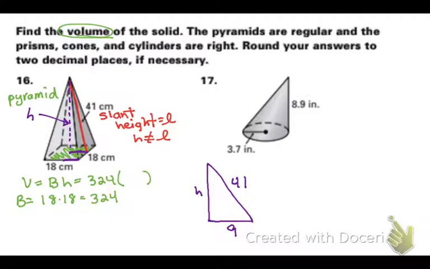So I have h squared plus 9 squared equals 41 squared. And you're going to calculate that all out, and your height is going to be 40.